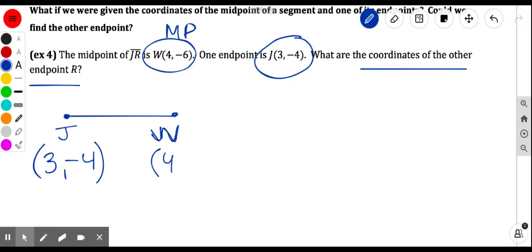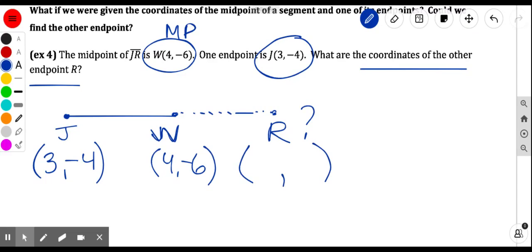W is at (4, -6). So W's in the middle. We don't know where R is. That's what we're trying to find. So we don't know what R is. Since the midpoint is the average of the 2 endpoints, it's directly in the center.